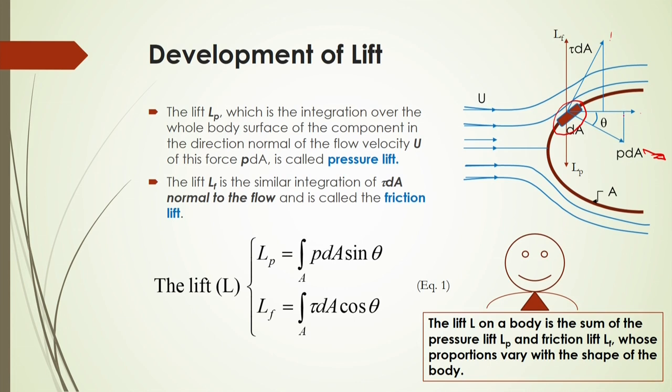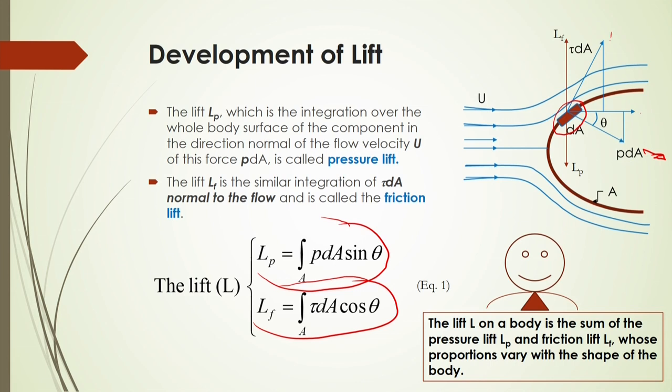So, here we can say that the lift L is the integration over the whole body surface of the component in the direction normal to the flow velocity u, and that is represented by L. Now, this L may come from the frictional force or from the pressure force, so two components sum up to the total lift force. In the normal direction of the flow, the components coming from the pressure force and shearing force are: L P equal to the integration of P dA sin theta, whereas for the shearing force it is the integration over the area of tau dA cos theta.